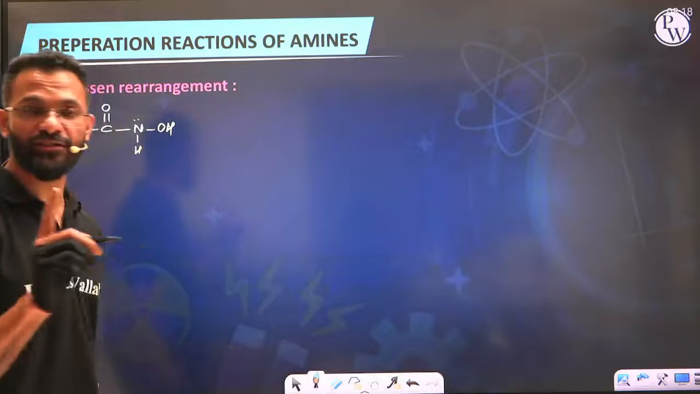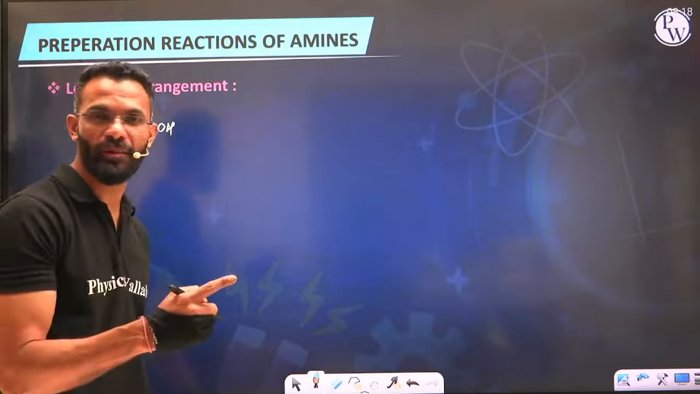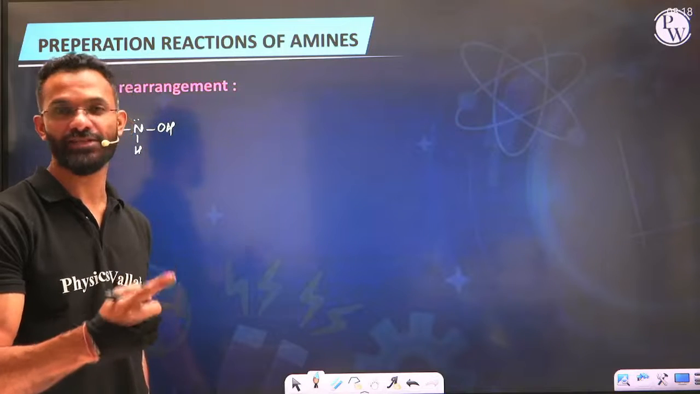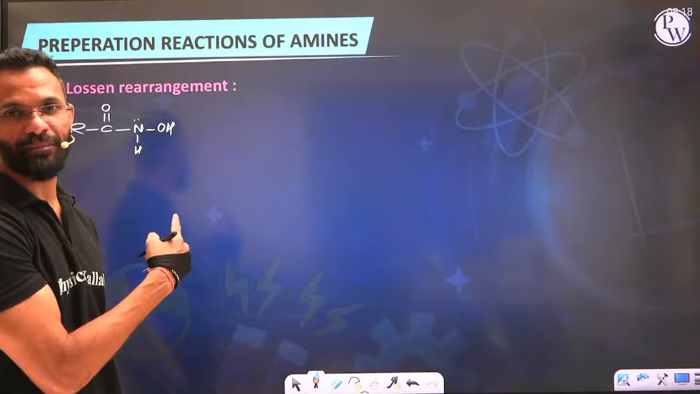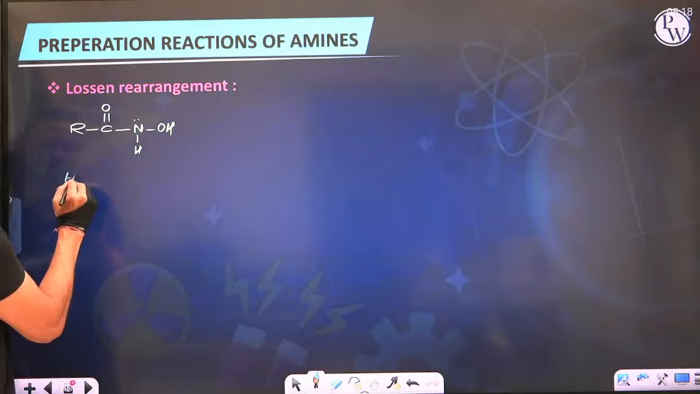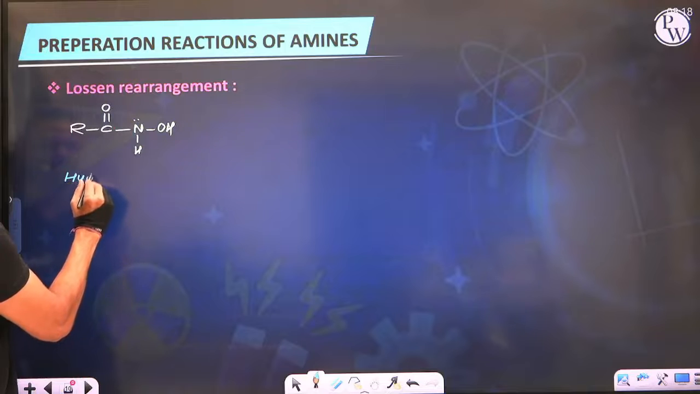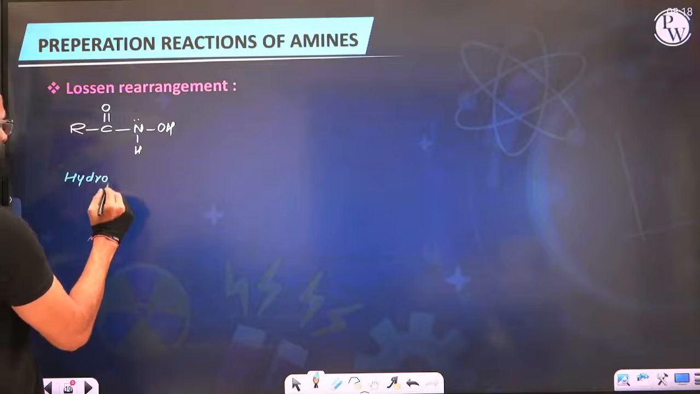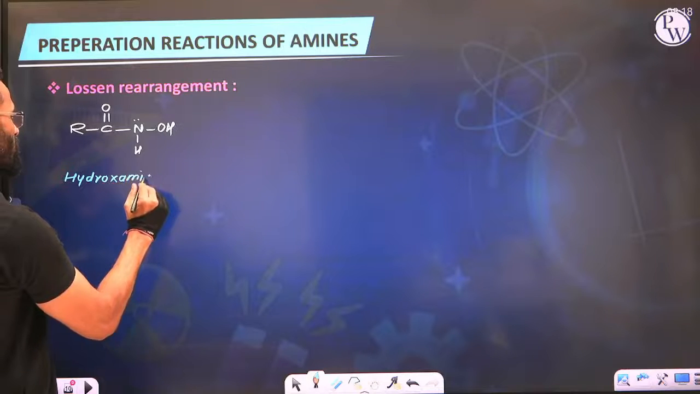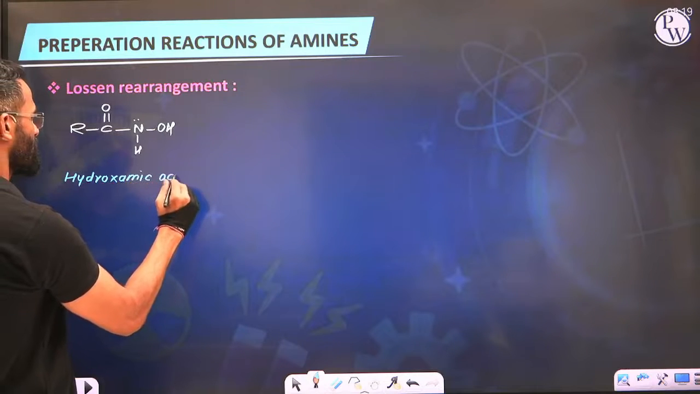So amide was the first starting compound for Hoffman's bromamide. Acyl azide was the second starting compound for Curtius rearrangement, and hydroxamic acid is the starting compound for Lossen rearrangement. So this is hydroxamic acid.